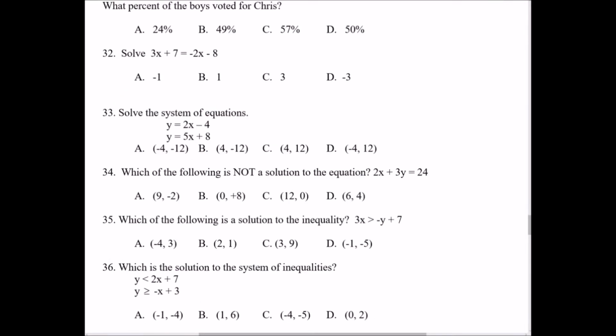Solve the system of equations y equals 2x minus 4 and y equals 5x plus 8. So I want to know where these two equations are going to intersect. They don't have to be perpendicular or anything. They won't intersect if they're parallel, so the first thing we'll do is check our slopes.